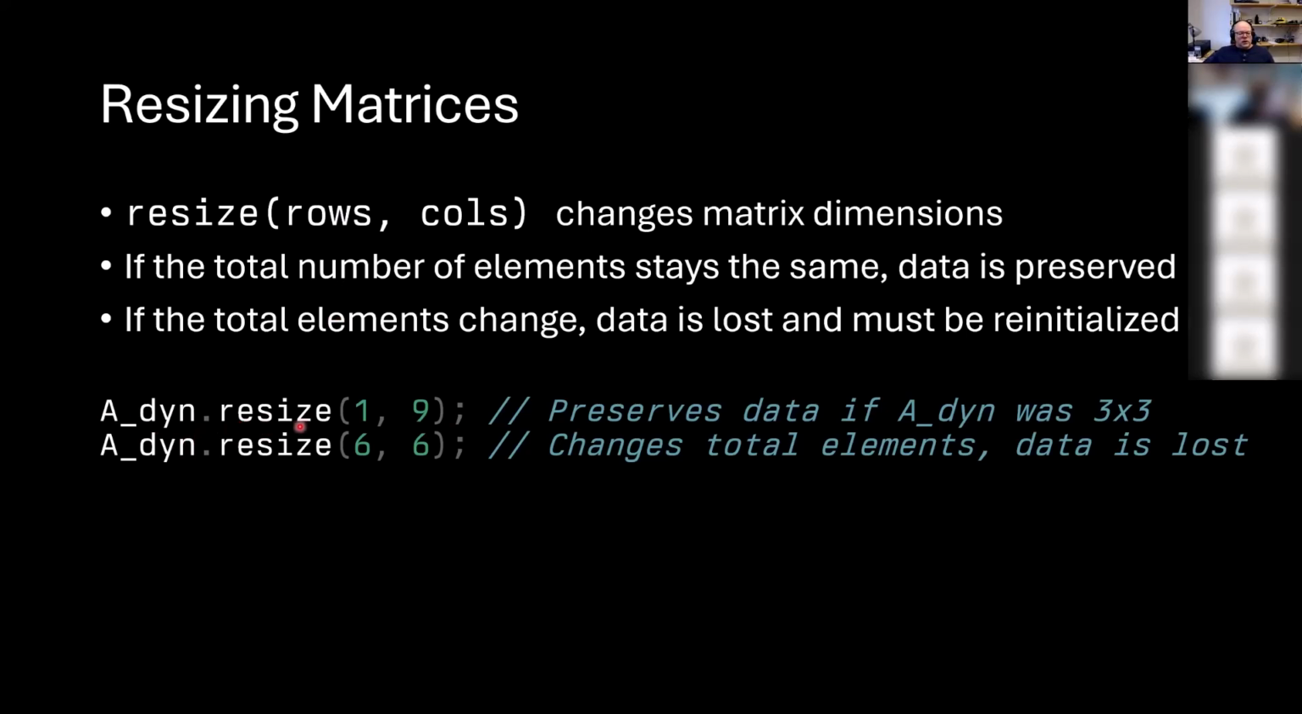So in this case, a dynamic resize to 1 by 9 preserves data if the dynamic matrix was 3 by 3. Then if we resize to 6 by 6, the total number of elements changes and then the data is lost.